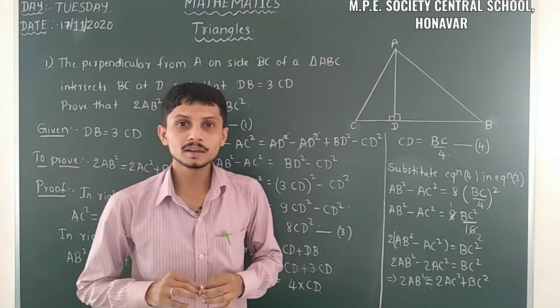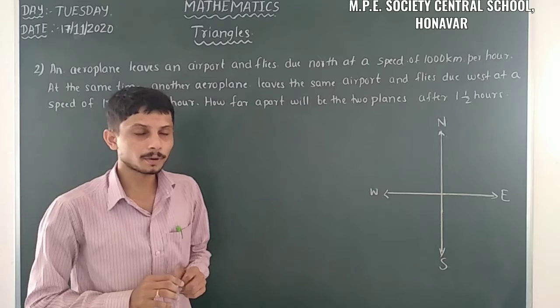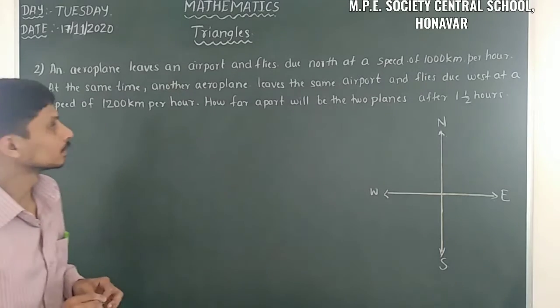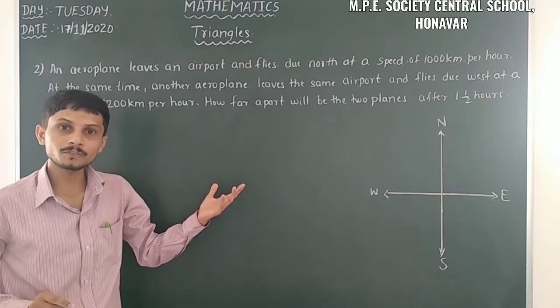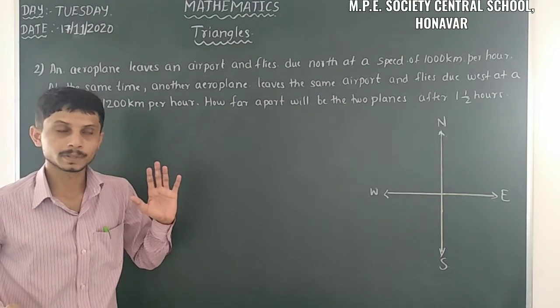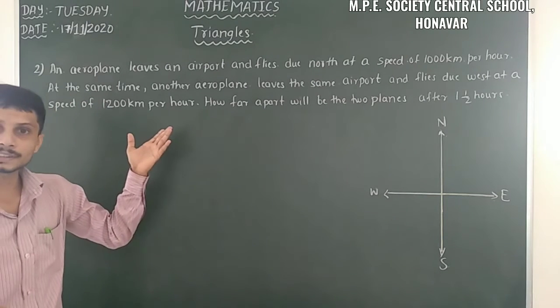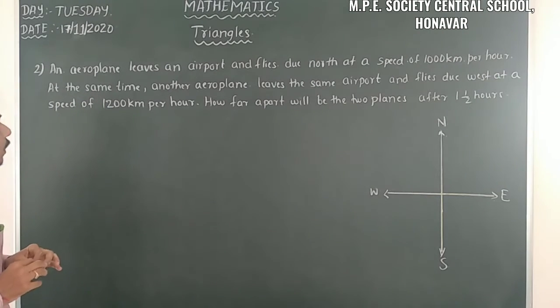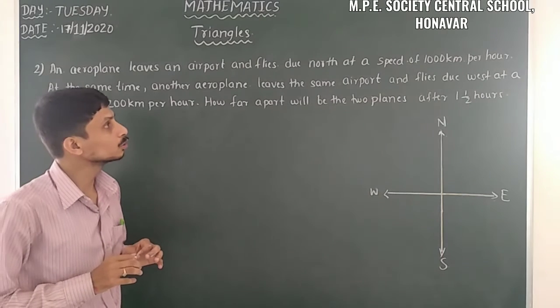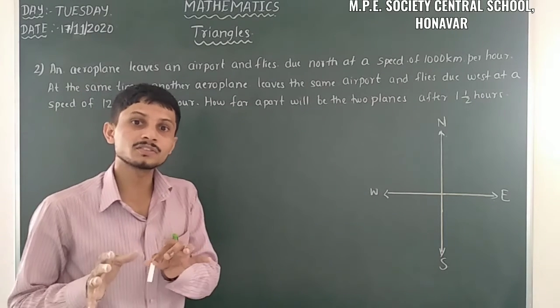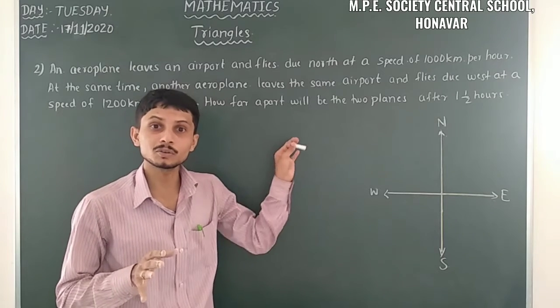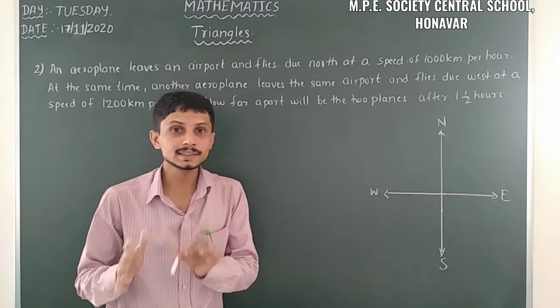So let us move on to the next problem. Let's take the second problem of this video. It's a real situation, so we have to convert it into the form of a diagram. An aeroplane leaves an airport and flies due north at a speed of 1000 km per hour. I think it's based on physics also, so we have to deal with speed, distance and time.